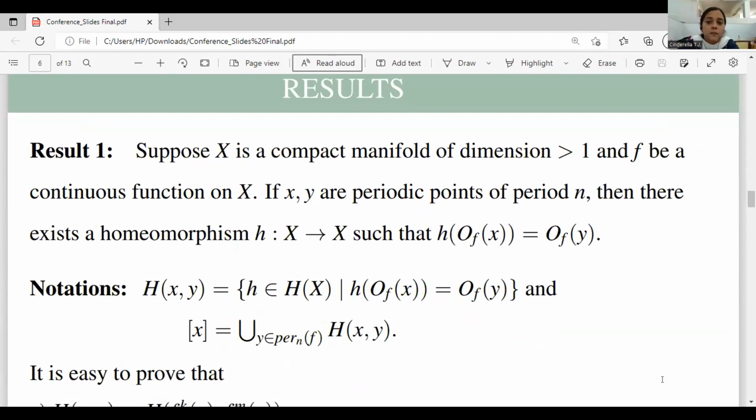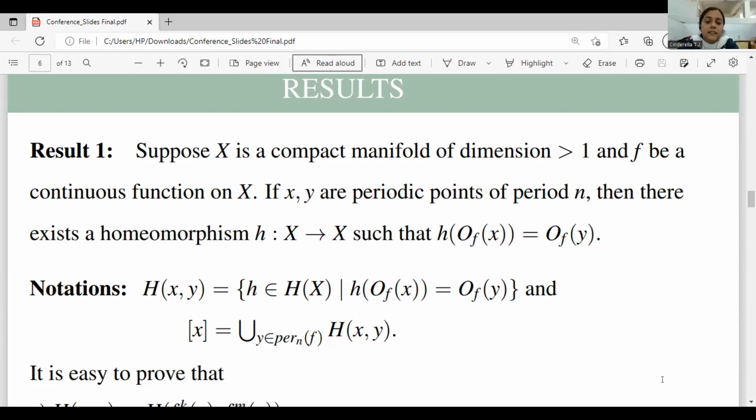Now, coming to the main part of our paper, that is the results. First result says that if X is a compact manifold and f is a continuous function, and if x and y are two periodic points of the same period n, then there exists a homeomorphism mapping the orbit of one to the orbit of the other. Here the orbit of x is denoted by O_f of x, which is defined as the set x, f of x, etc., f^(n-1) of x.